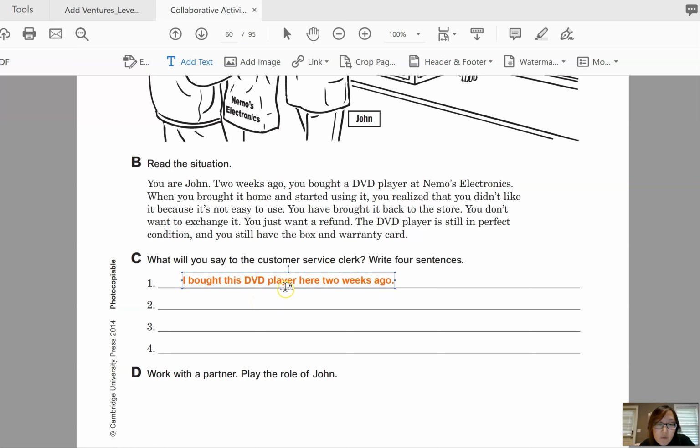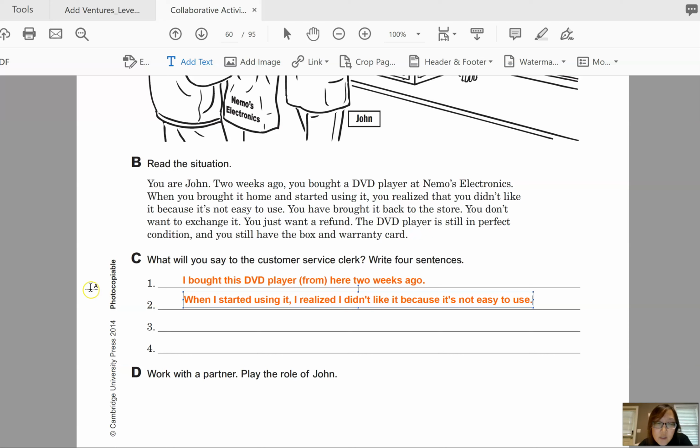Okay, and sometimes you can add from. So I bought this DVD player from here 2 weeks ago, but it's not necessary. And then you might also say, when I started using it, I realized I didn't like it because it's not easy to use.